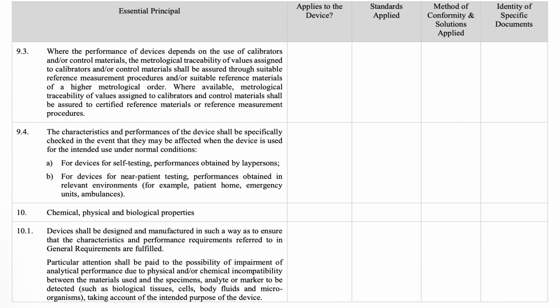Point number 9.3 speaks about the performance of those IVDs which use calibrators, where the performance of the device mainly depends upon the calibrator or the control material, such as a positive control or negative control, especially in the case of amplification test kits, which is the RT-PCR. The metrological traceability of the value assigned to the calibrator or the controller shall be assured through a suitable reference measurement procedure. So there should be a properly defined procedure in order to evaluate the calibrator or the controls, and this should be evaluated by using a certified reference material or the reference measurement procedure.